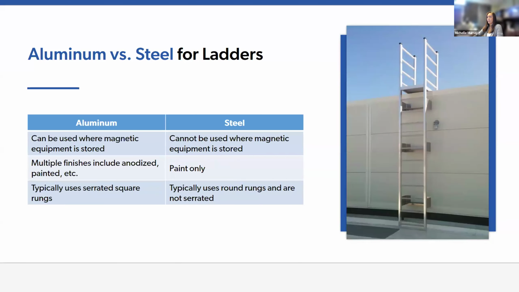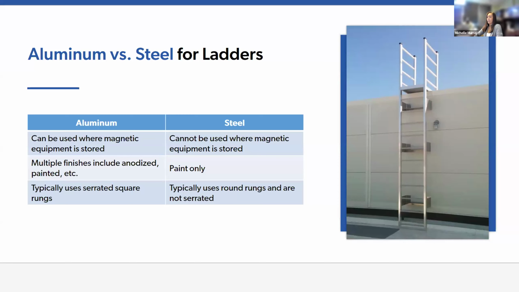Aluminum is non-spark, reducing the risk of being a fire hazard. It's also non-magnetic, making it ideal in places where magnetic equipment is stored. Aluminum ladders are available in multiple finishes. They can be painted or anodized in clear, bronze, or black without losing their shine or color. Steel can be painted, but it cannot be anodized.